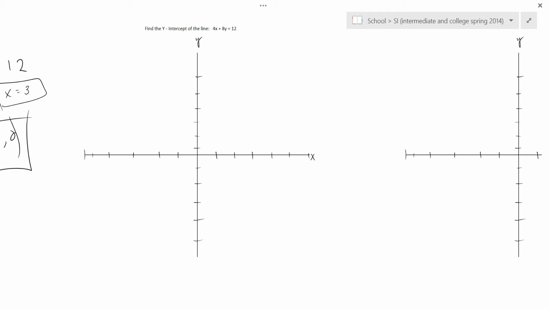Okay. Find the y-intercept of this same line. Well, the y-intercept is where the x value equals 0. So I'm going to go ahead and say 4 times 0, replacing x with 0, plus 8y equals 12.